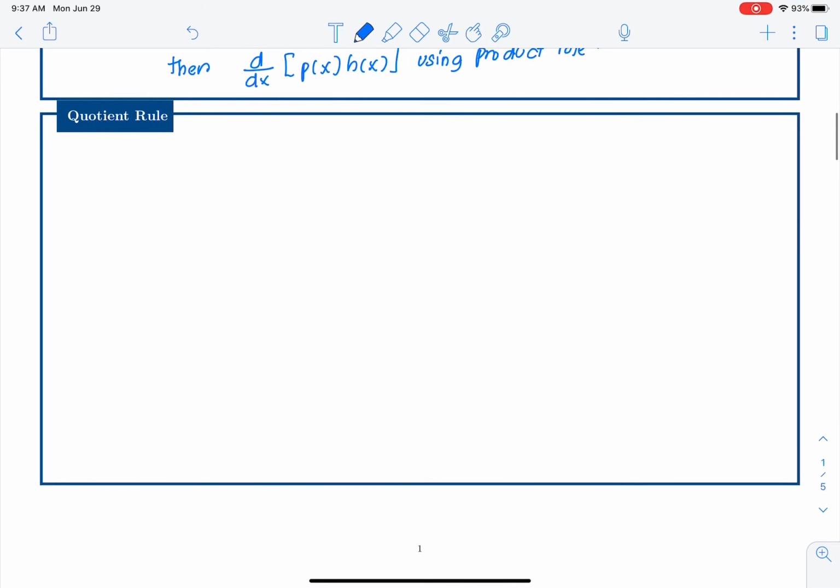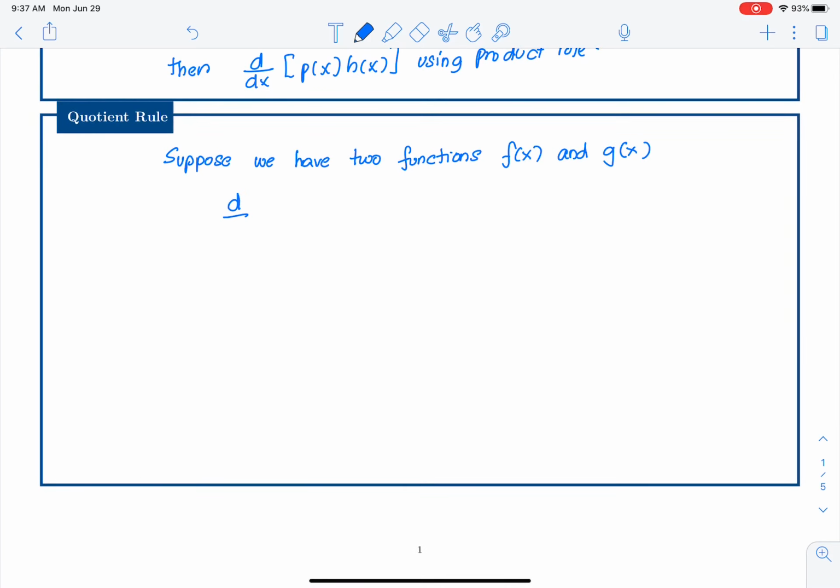The next rule, naturally, is the quotient rule. Now, when do we use the quotient rule? Well, quotient simply means you have one function divided by another function. So, suppose we have two functions. So d over dx of f of x divided by g of x is equal.